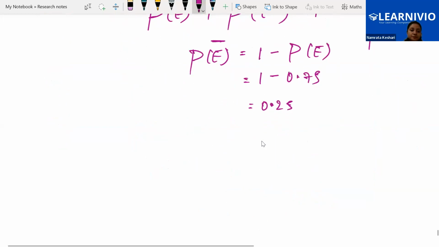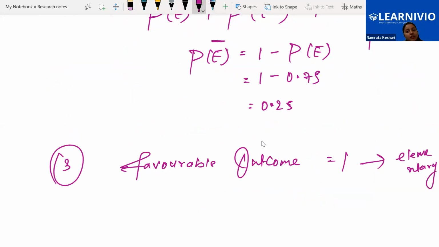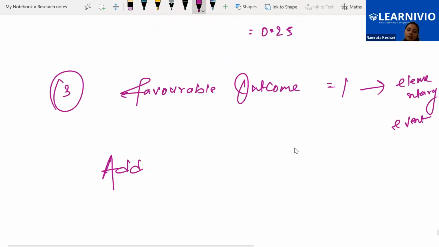Now the third one: whenever the favorable outcome is 1, that's called an elementary event. And when we add all the elementary events for a particular case, like if we are tossing a coin, getting a head 1 by 2, getting a tail 1 by 2, these two are elementary events. When we added both of them, we got 1 as a result.